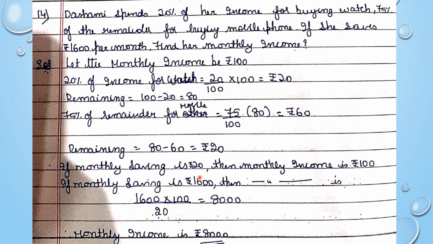So if she is saving rupees 1600, then you should find out her monthly income. So 100 into 1600 divided by 20. You will get 8000 rupees. So the monthly income is 8000 rupees. In 8000 she is saving 1600 rupees. This is how you will find out the monthly income of Dashami.